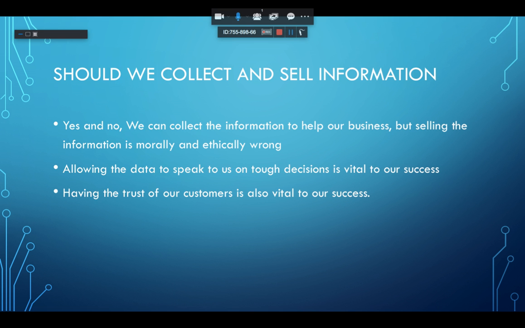So we need to make sure that we have the trust of the consumer while also keeping the data to make sure that our company runs as smoothly and efficiently as possible.